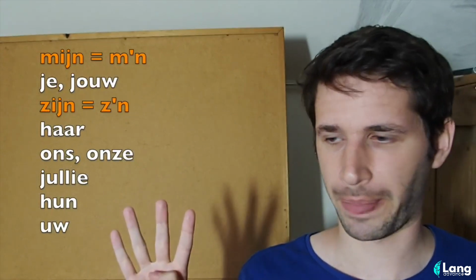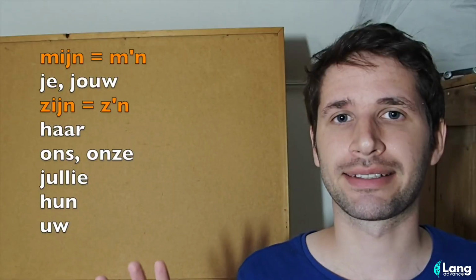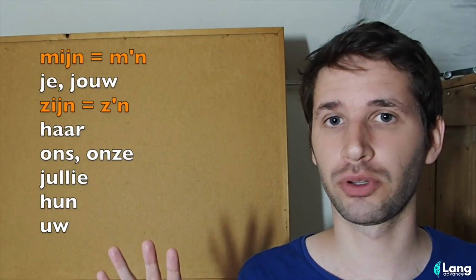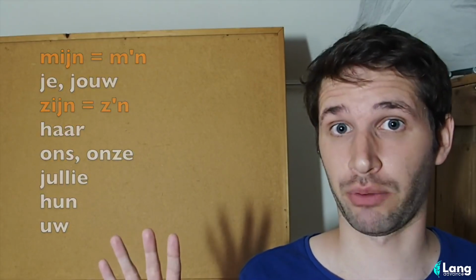Number 4, mijn and zijn, they can also be written as 'm or z'n. So that's perfectly normal in the spoken language as well as in the written language.